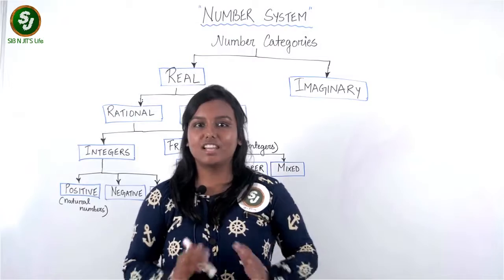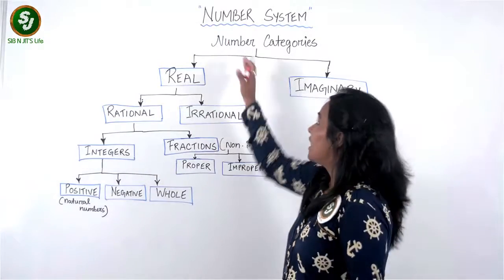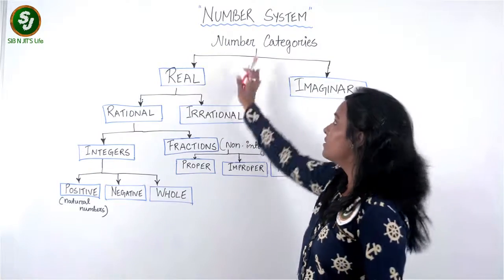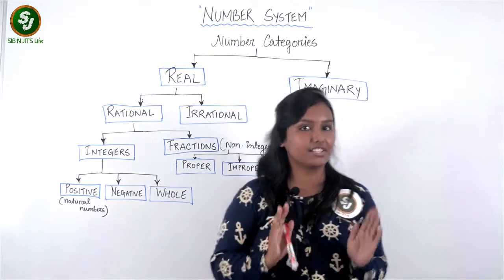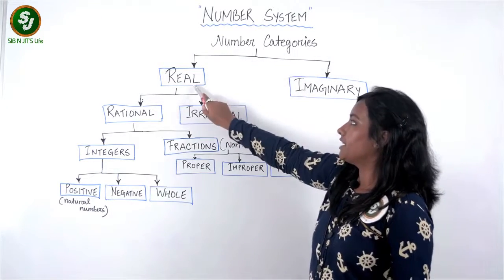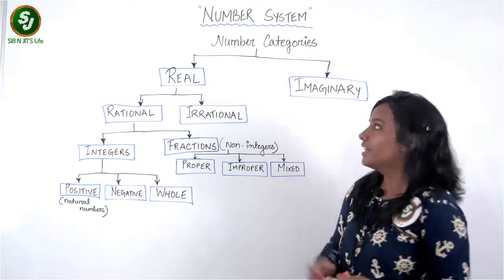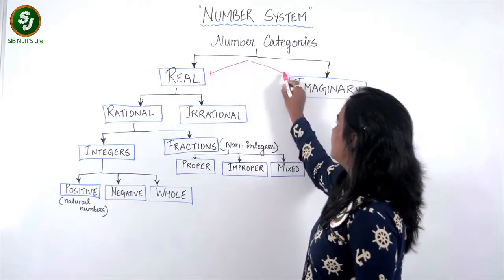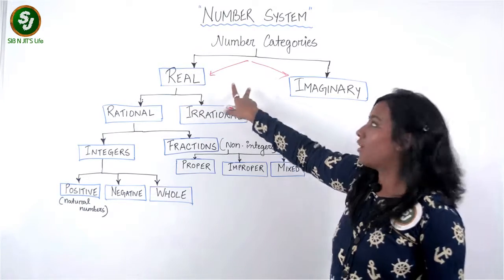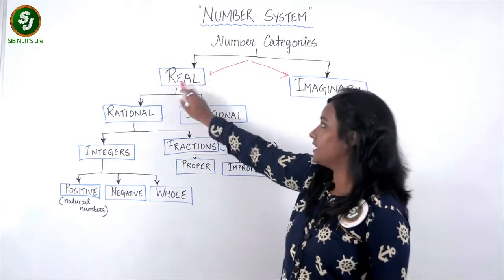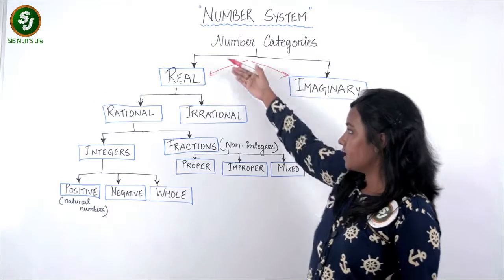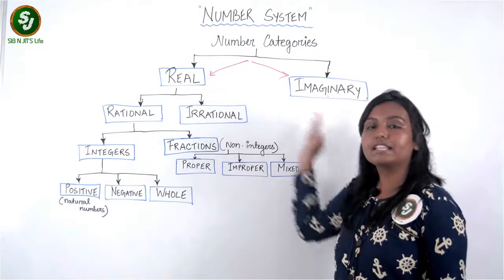Okay friends, now let's see what are the number categories in the chapter of number system. So this is the first topic that we have to put our concentration on. Number categories are basically divided into two types, the real and imaginary. These are the two basic categories of the number system, the real number system and the imaginary number system. So now let's look at the subdivisions of each of the categories.